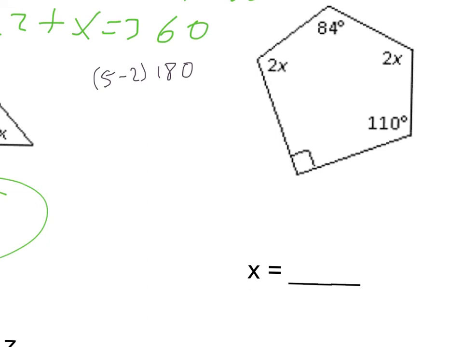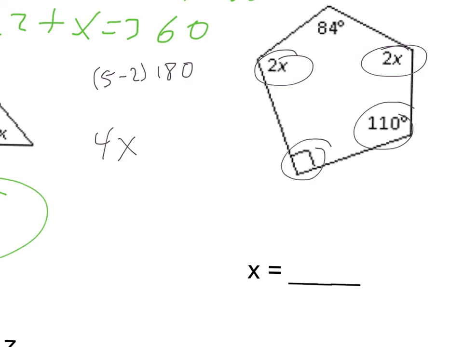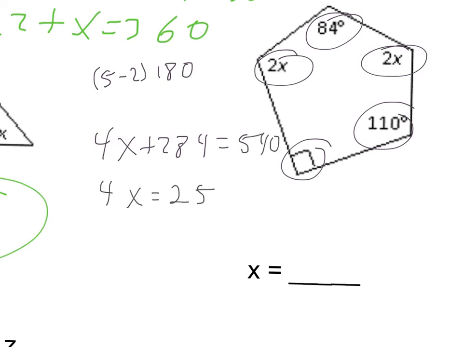So we have to combine all the like terms. 2x and 2x is 4x. 90 plus 110 is 200. 200 plus 84 is 284. Set it equal to 540 degrees. Subtract 240. Divide by 4. And x equals 64.